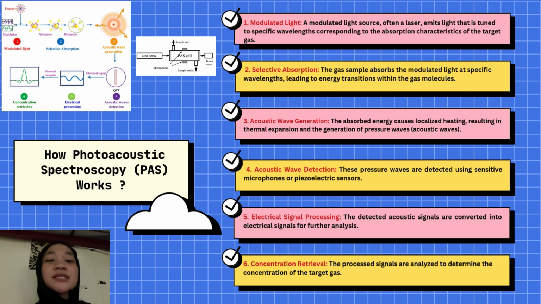Once the acoustic waves are detected, they are converted into electrical signals. This is step five, electrical signal processing. These signals are processed by specialized electronics and software, which help to analyze the data. The last step is concentration retrieval. By analyzing these electrical signals, we can determine the concentration of the target gas in the sample. The more intense the acoustic signal, the higher the concentration of the pollutant in the air.